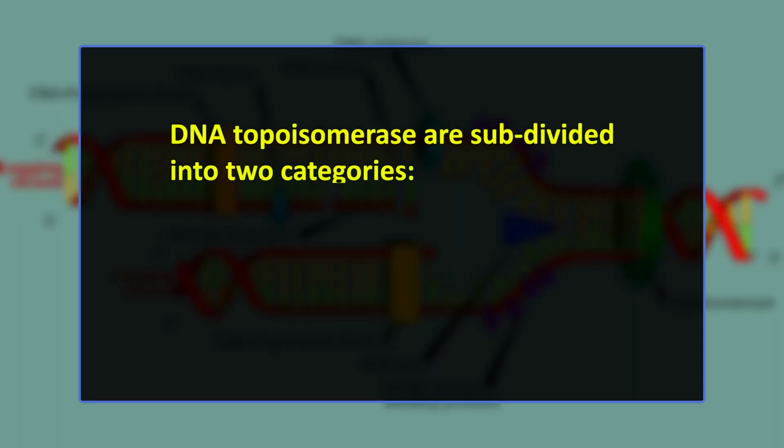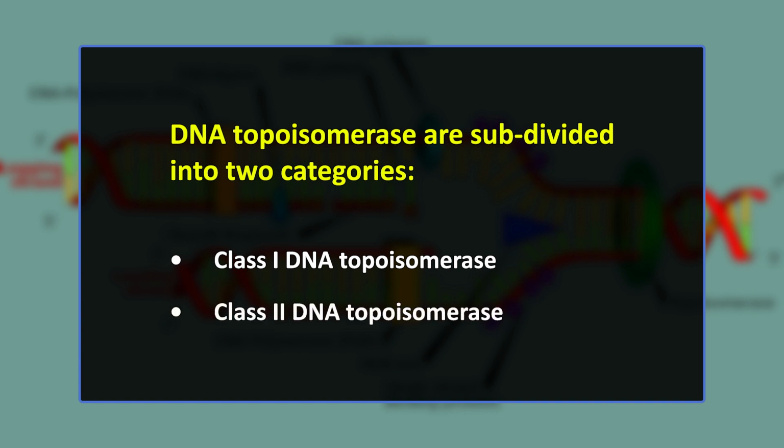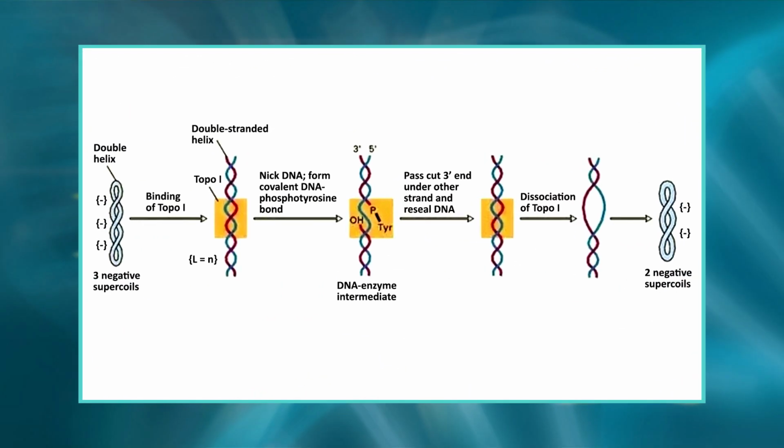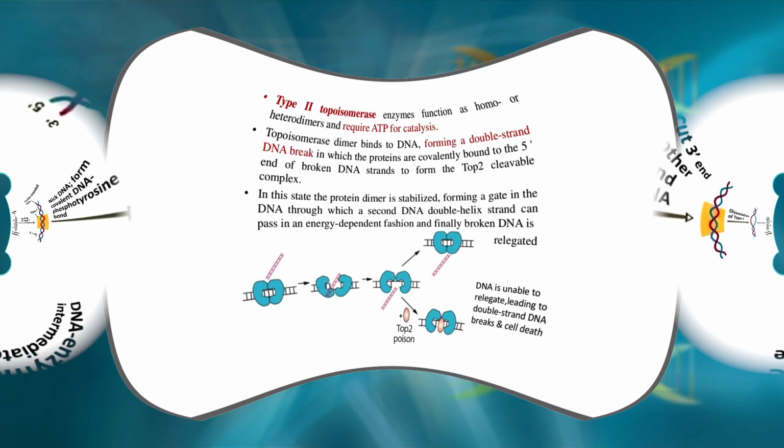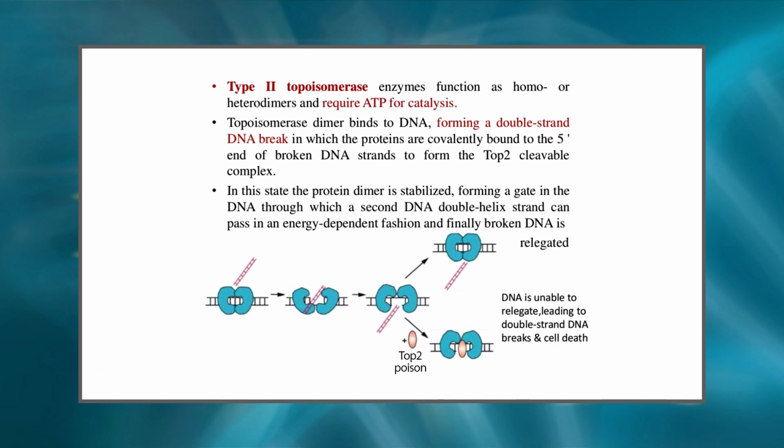These are subdivided into two categories: class 1 DNA topoisomerase and class 2 DNA topoisomerase. Class 1 DNA topoisomerase makes a single-stranded break to relax the helix and progress the process. Class 2 DNA topoisomerase breaks both the strands of the DNA helix. This class of topoisomerases is also very important during the cell cycle for the condensation of chromosomes.